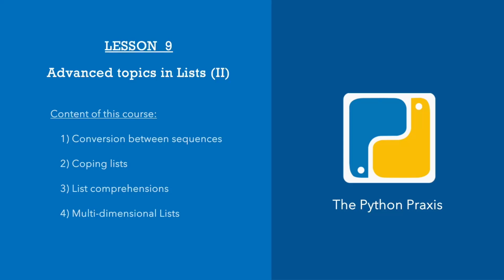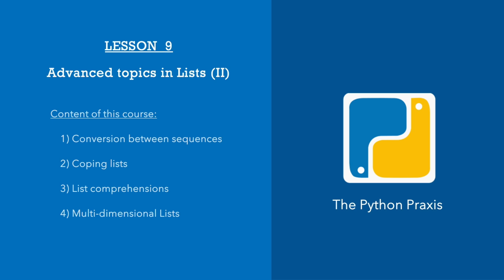In the first part of Lesson 9, we explored how to convert sequences, copy lists properly, and unleash the power of list comprehensions. Now it's time to raise the bar even higher. In this session, we'll dive into two-dimensional lists, lists inside lists, and see how they let us represent tables, grids, or even small databases right inside Python.